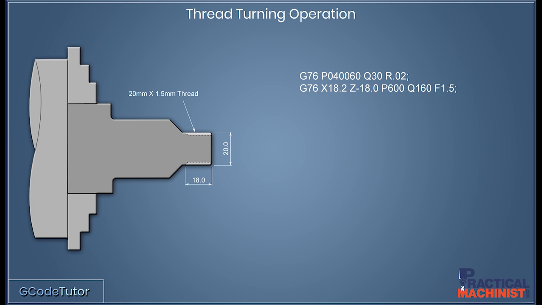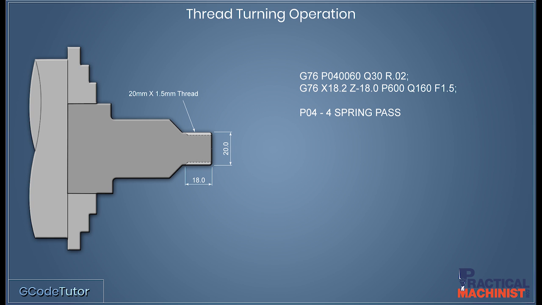So the first thing we come across is our G76 code. This is one of the screw cutting cycles available to us using FANUC G-Code. So G76 tells the machine we're going to be screw cutting. So the next word we come across is this P number. Now this P code actually tells the machine three different lots of information.